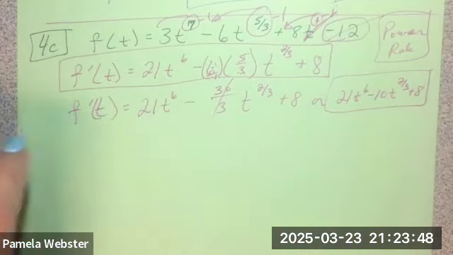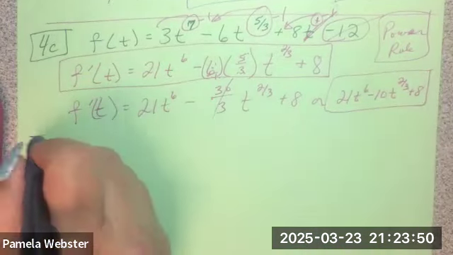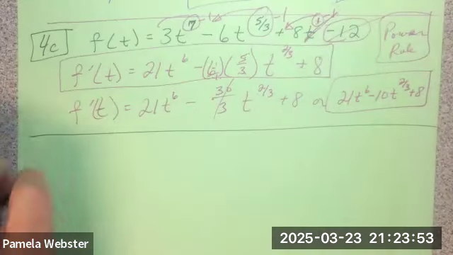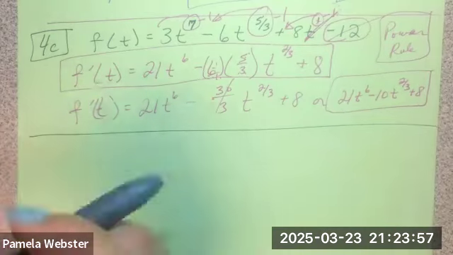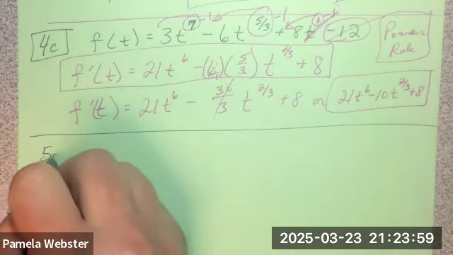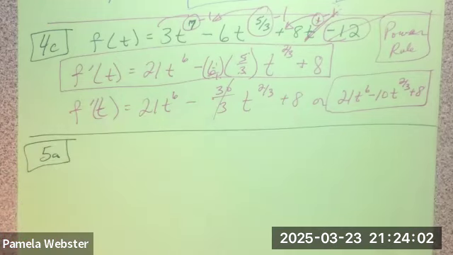That's actually probably the nicest one out of number 4. They're all power rule again. Go back and look at it if you're not sure why it's a power rule. Go back and watch one of those videos if you need to.